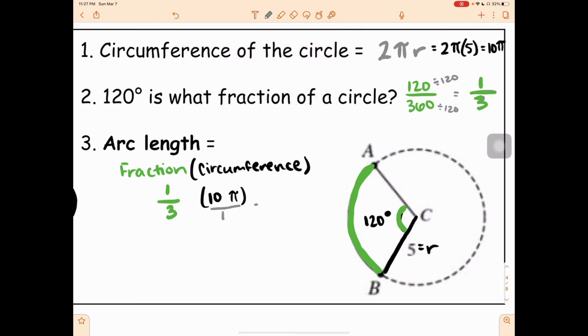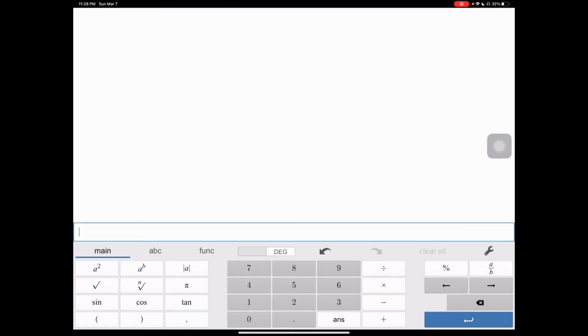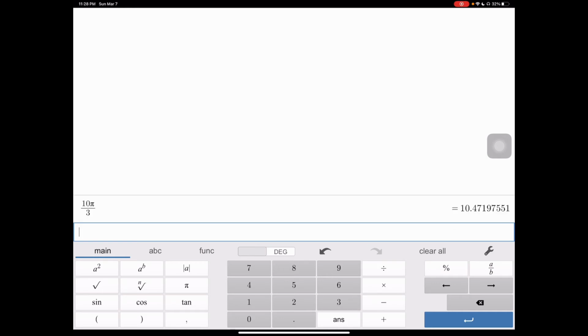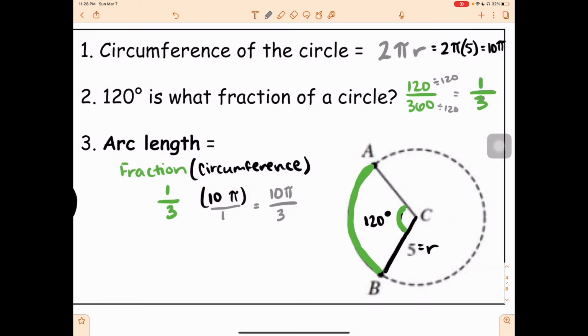Now if we put this over 1, times 10 pi is 10 pi, and 3 times 1 is 3. So that essentially is the arc length here, but you can also make it into a decimal. So we can do 10 pi divided by 3. You get about 10.47. So the arc length equals 10 pi over 3.